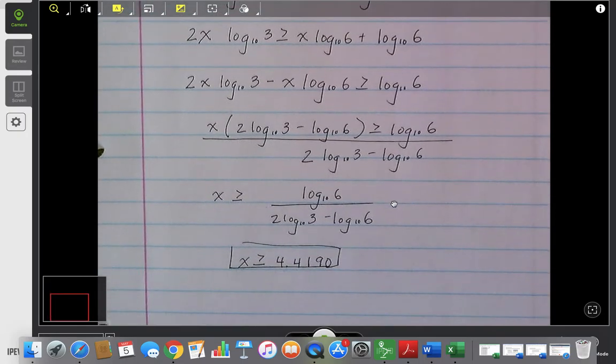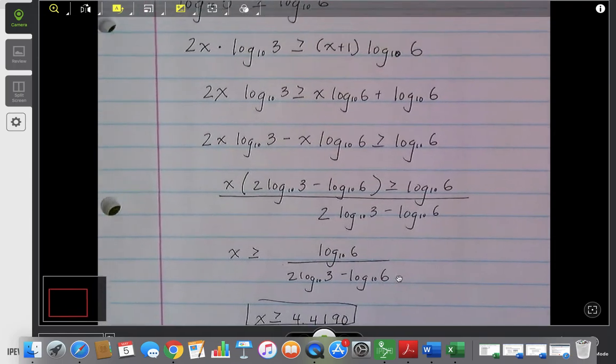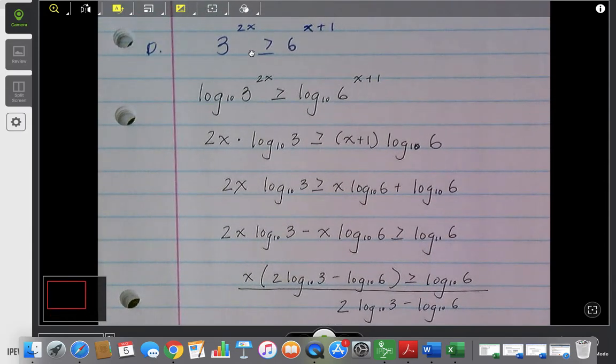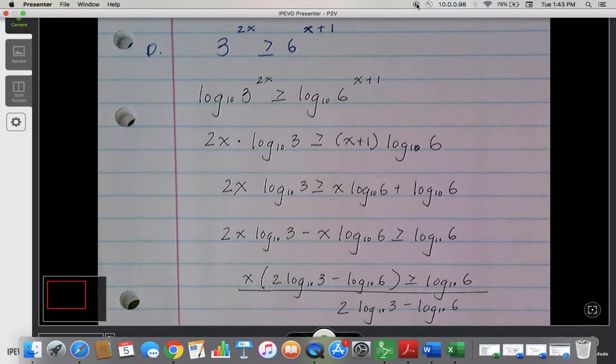And again, you've got to have some calculator proficiency to get it to take this expression and simplify it. But you find that as long as x is greater than or equal to around 4.4190, then this original inequality will be true. When is this inequality true? Well, whenever x is greater than or equal to 4.4190. So I hope that was helpful in terms of seeing how to solve problems using the common logarithm.